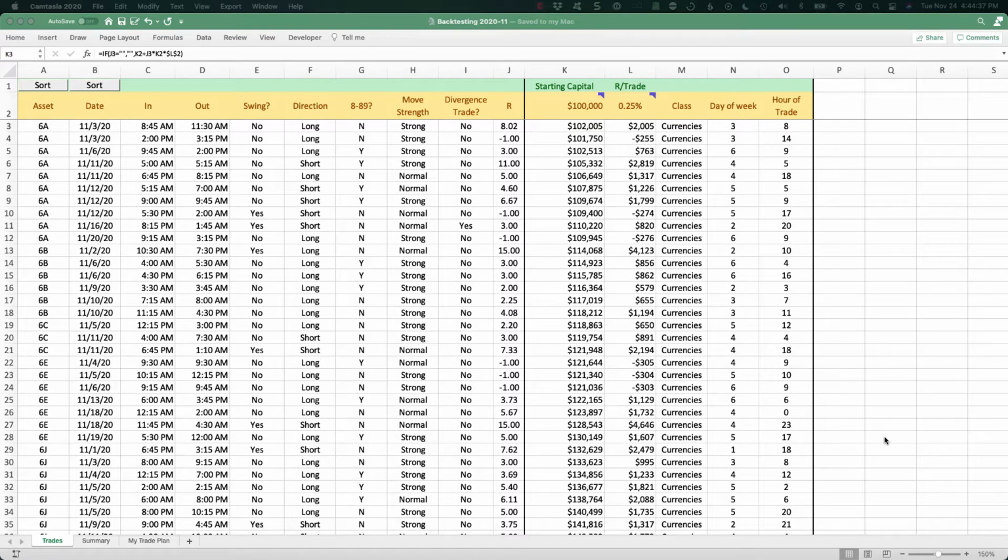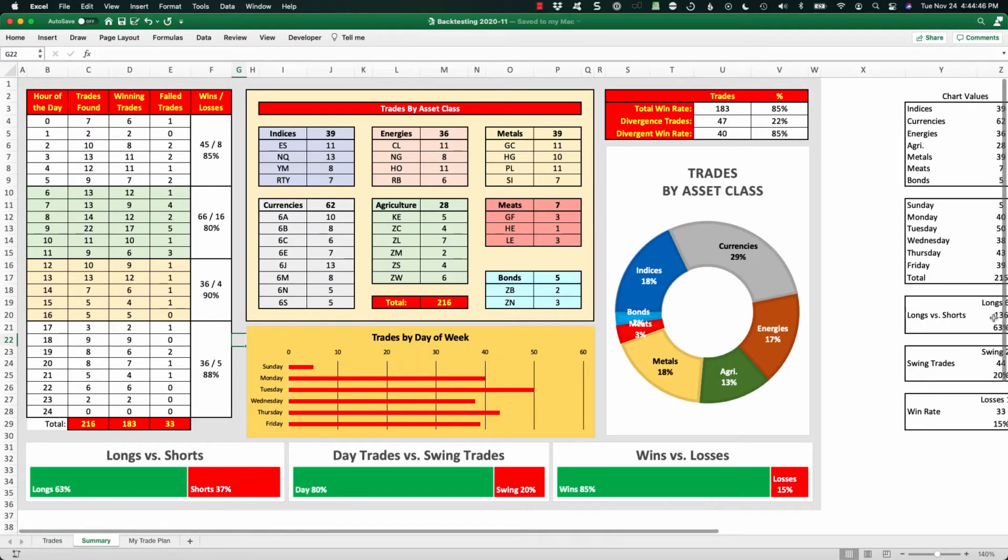Greetings, and this is a demonstration of the Futures Backtesting Spreadsheet. This is a spreadsheet that I had created for my own personal use, and I had shared it on the TradingView community, and got such a positive response, I decided to make it available to everybody. So this is how it works.